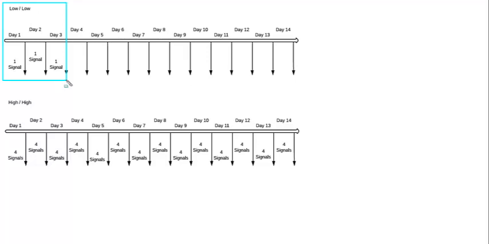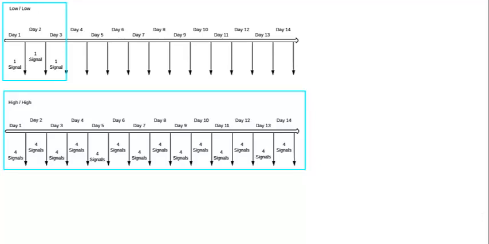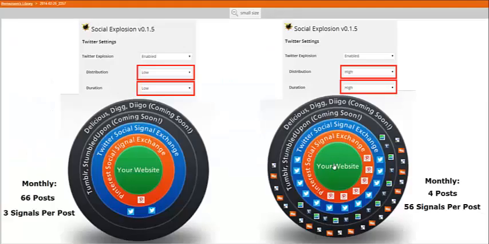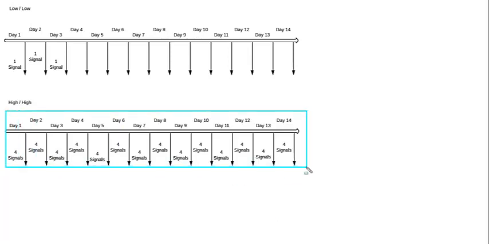Gotcha. Okay, so by contrast, when you look at the high and the high, you've got a maximum of 56 signals per post, which means if you look at that 200 posts per month, you get roughly 4 posts per month, right? And the way that goes is you get 4 signals per day per post for a maximum of 14 days. So 14 days is the maximum duration, and the maximum distribution is 4 signals per day. So if we were to look at a low and a high setting, then you could get 1 signal per day for 14 days, or 4 signals per day for 3 days. You can mix and match however you want.